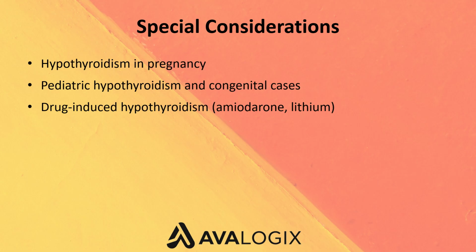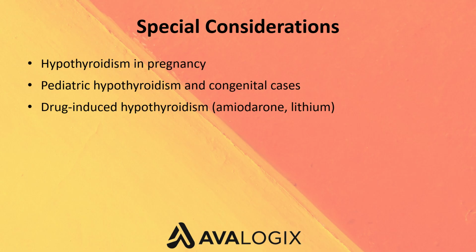Certain populations require special management considerations. Pregnancy increases levothyroxine requirements by 30 to 50% due to increased thyroid hormone-binding globulin, increased deiodination, and fetal needs. Untreated maternal hypothyroidism can cause miscarriage, preeclampsia, fetal growth restriction, and impaired neurodevelopment. Therefore, thyroid function tests should be closely monitored every 4 to 6 weeks during pregnancy.